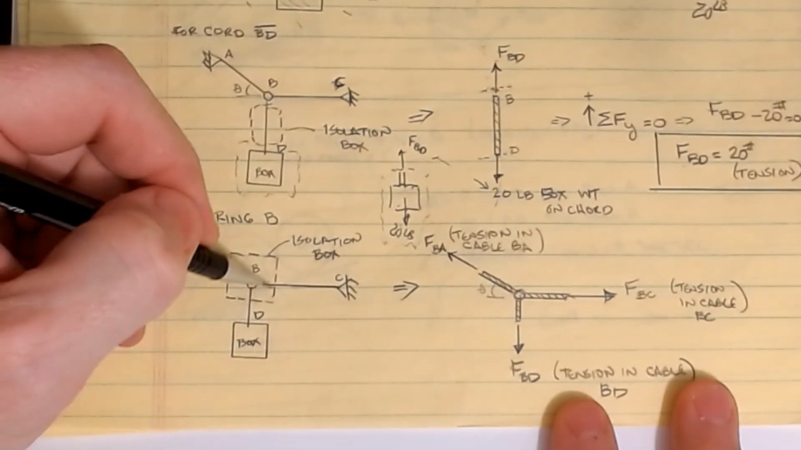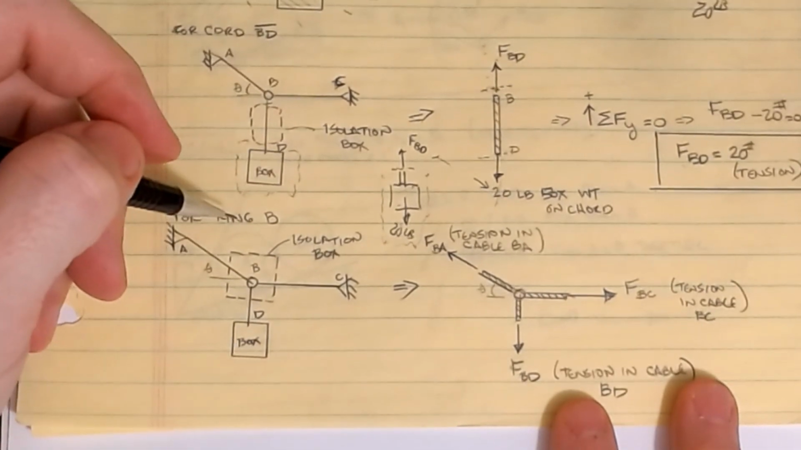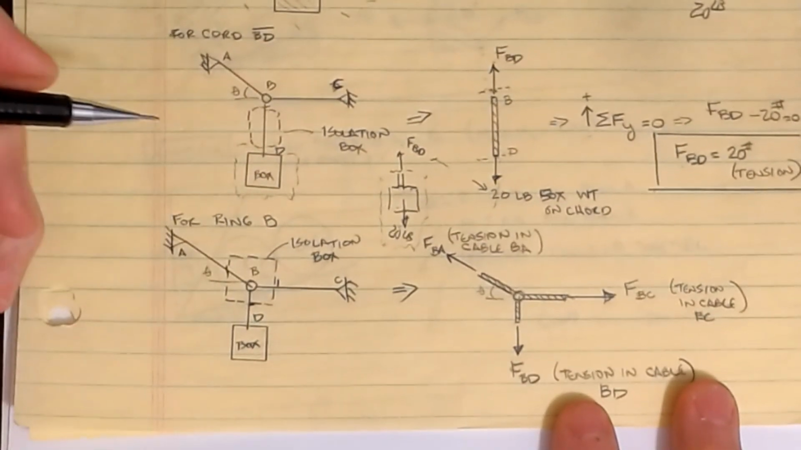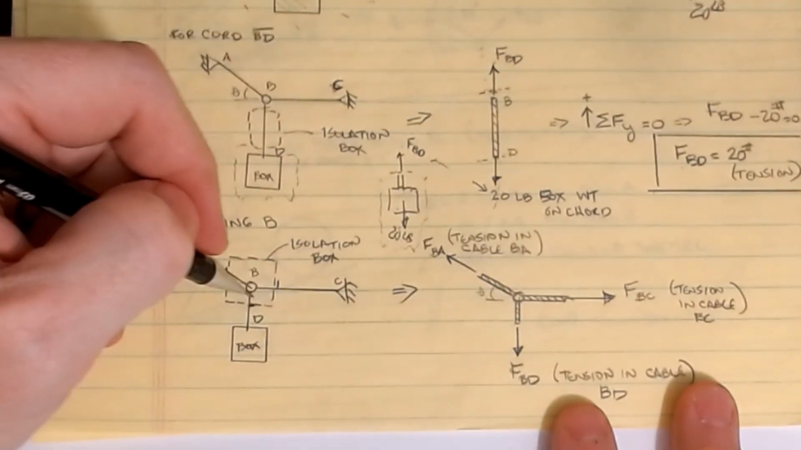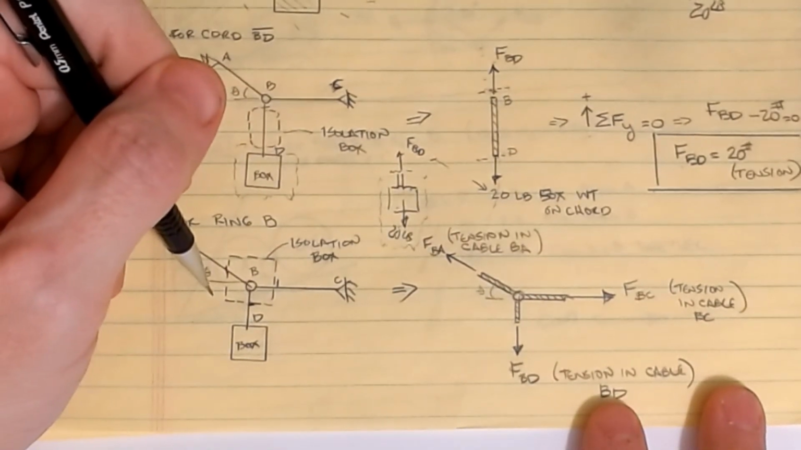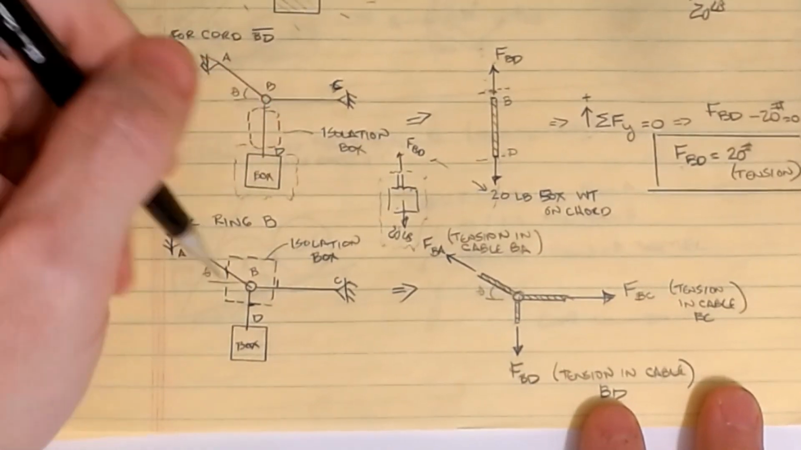So if I draw an isolation box around B now on there, I've now cut the rope here, I've cut the rope here, and I've cut the rope here. Okay, and so this little piece inside would have a picture that looks like this. Now ropes, when you cut them, are always in tension. Okay, so our cables, if you will.